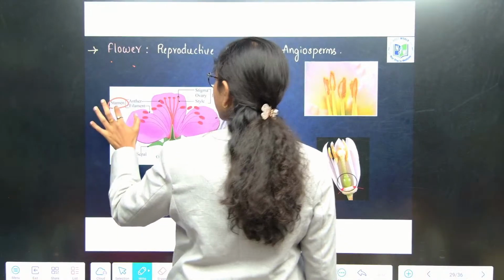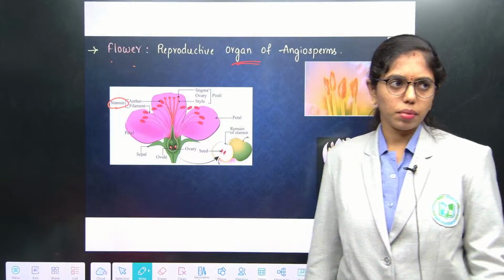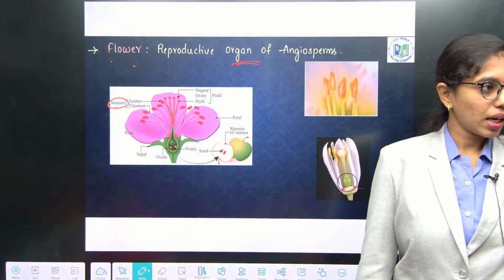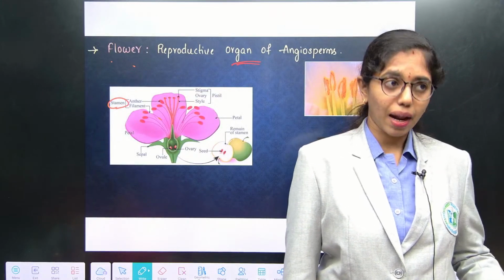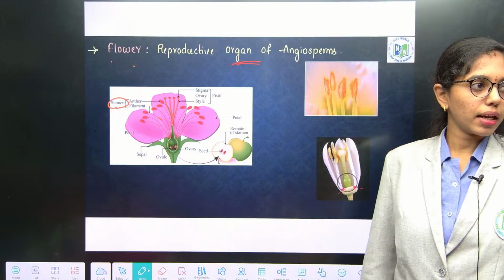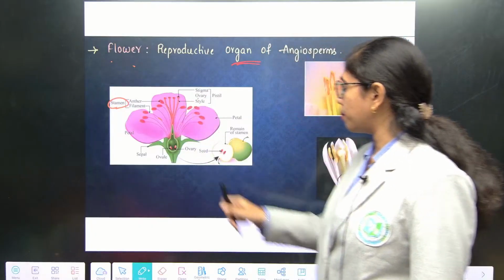Androecium structures are what? Stamen. It can be one stamen or many stamens. Each stamen will have what? Filament and anther. Same case with the pistil, which consists of carpels. It can be monocarpellary or multicarpellary. Each carpel will have ovary, style, stigma.